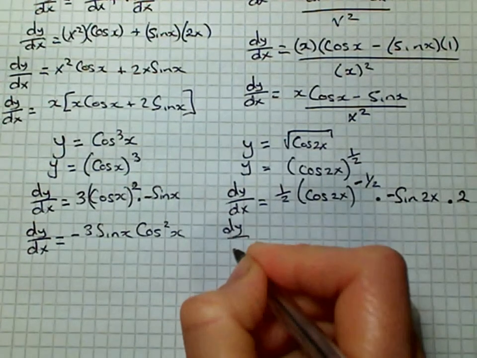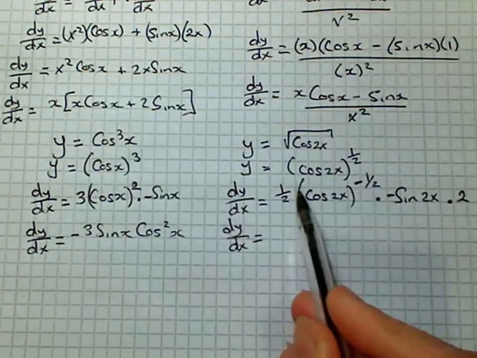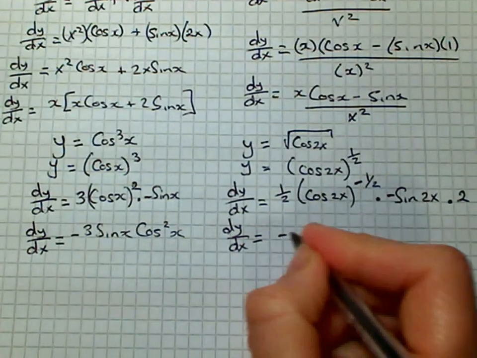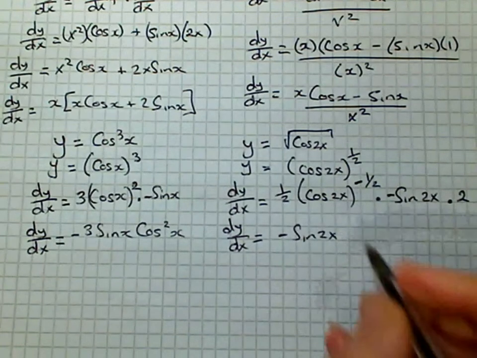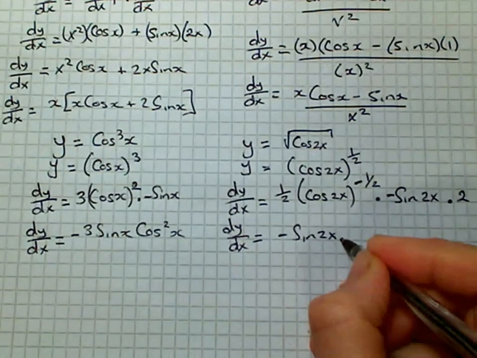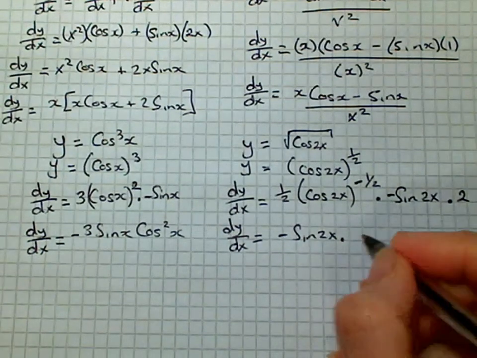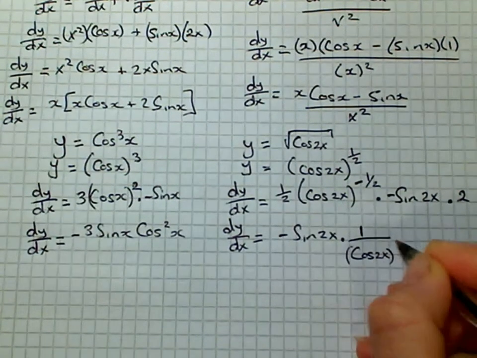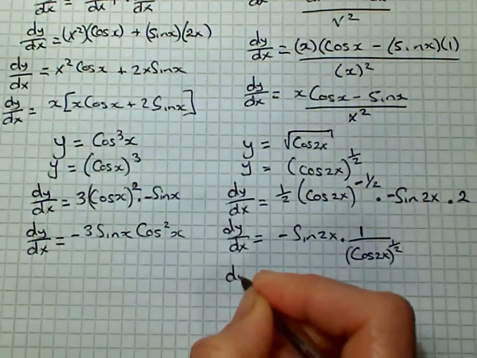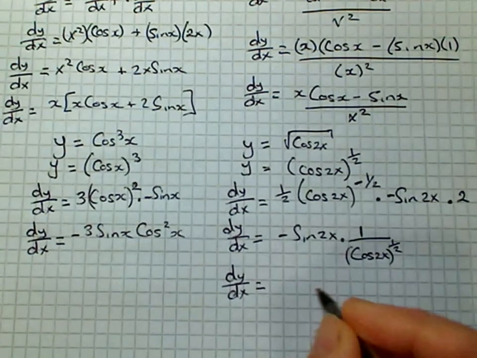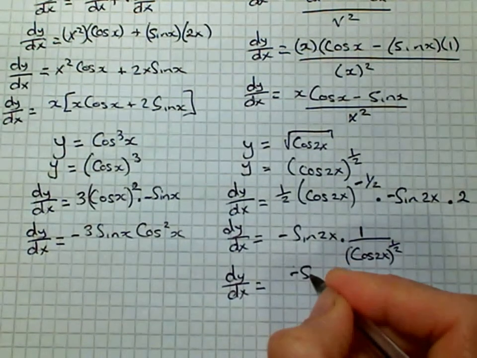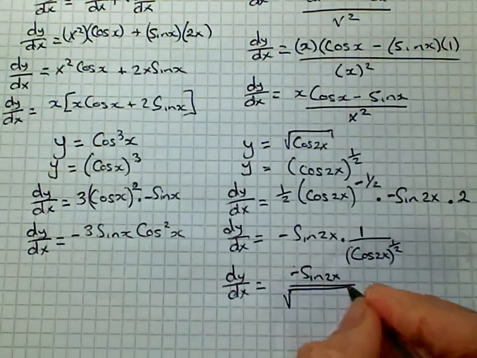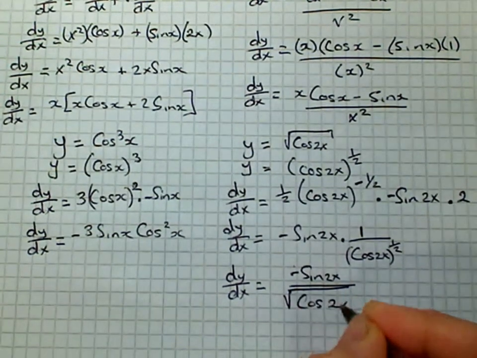So dy dx is equal to a half by 2, which is 1, so that's going to leave us minus sine of 2x by the cosine of 2x to the power of minus a half, which is 1 over the cosine of 2x to the power of a half. And bringing it back into surd form, dy dx is minus sine of 2x by 1 is minus sine of 2x all over, to the power of a half is the same as the square root of the cos of 2x.